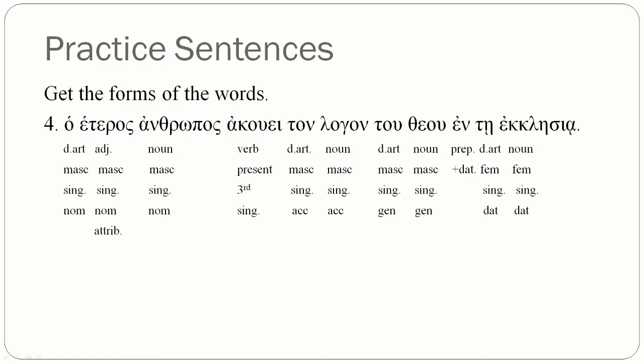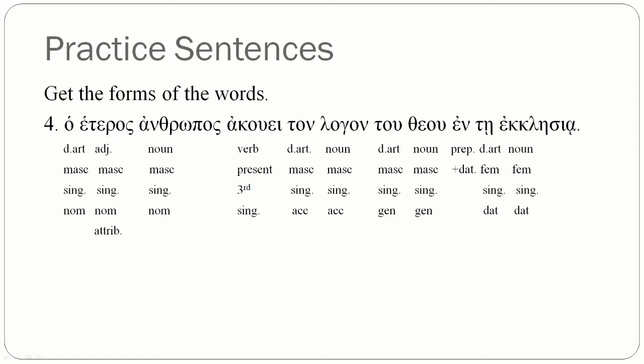Akue is a verb. There is no sigma at the end of the stem, therefore it is a present tense. The ending there, a, is a third person singular ending. Ton logon, ton is the definite article. Logon is a noun. Both of them are masculine, singular, accusative, so those are together. Your next two words are also together. That is an article-noun combination. Both of them are masculine, singular, genitive.